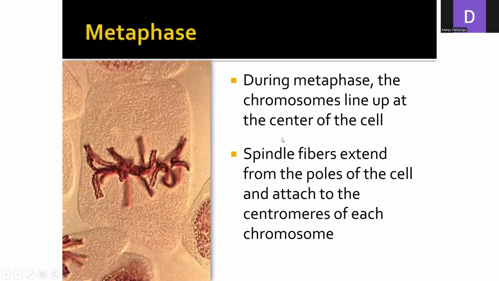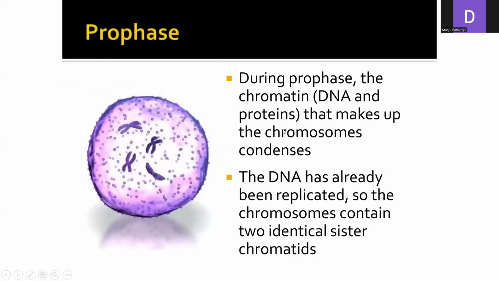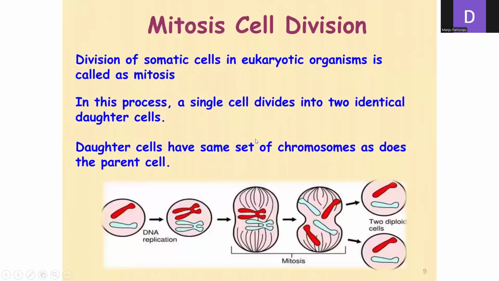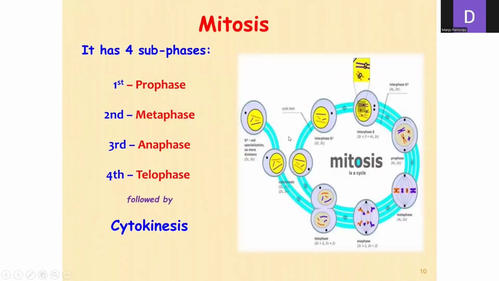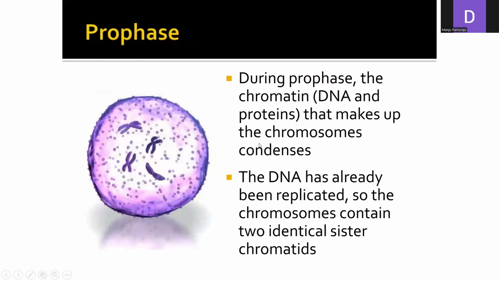Now the main important events which occur in these phases. First one is in prophase. Generally the nucleolus disappears in the prophase and reappears in the telophase. Okay, so these are the main events. The metaphase plate is observed in the metaphase.